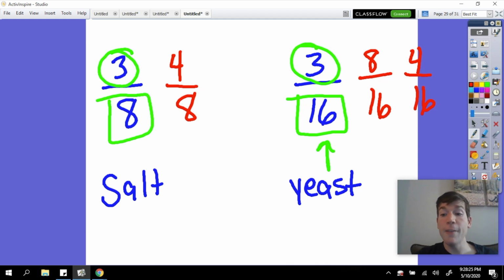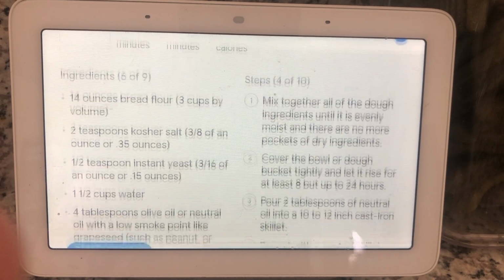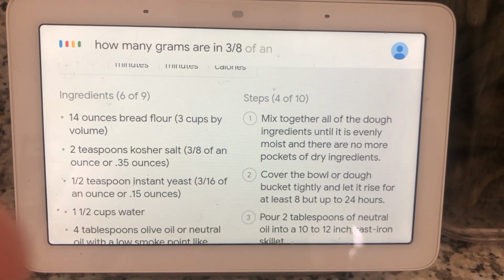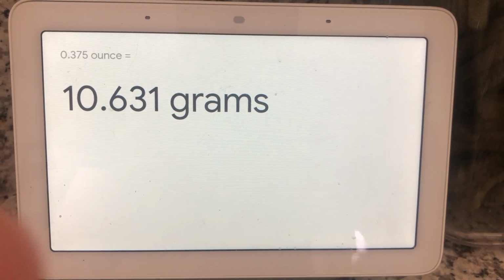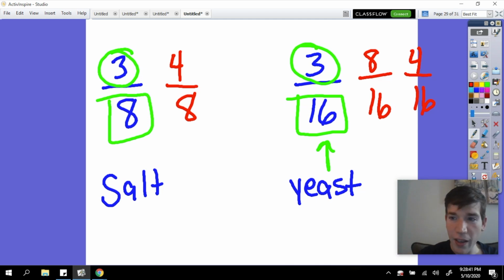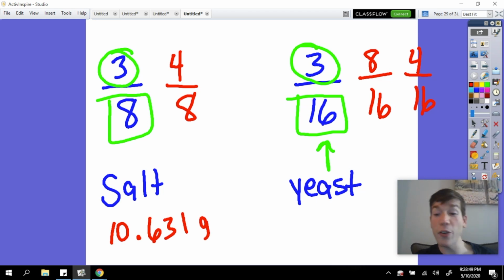Well, one thing I did is I used a digital scale, and when I used that digital scale, it measures in grams. So what I did was I asked my Google. I said, how many grams are in 3/8 of an ounce? Hey Google, how many grams are in 3/8 of an ounce? 0.375 ounce is 10.631 grams. And it told me that in 3/8 of an ounce, we have 10.631, or 10 and 631 thousandths grams. That's how many grams we have.